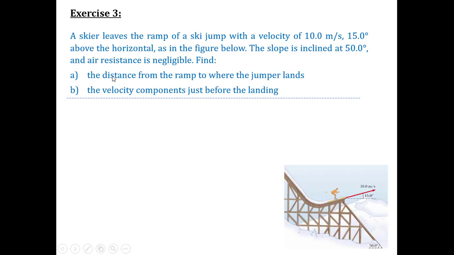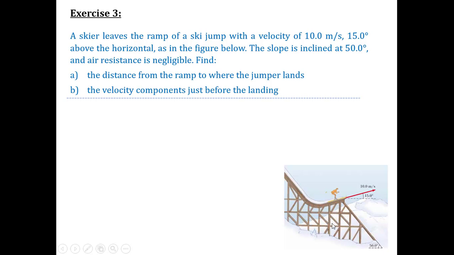Find A, the distance from the ramp to where the jumper lands. So this is the skier. He will jump like this. He will follow a projectile path. He's making a projectile motion. بده ينزل لتحت بالأخير. So في عنا projectile motion. مطلوب مني طلع distance from the ramp to where the jumper lands. Where the jumper lands يعني وين الجمبر صار على الأرض. lands يعني بيهبط على الأرض, on the land هي الأرض.